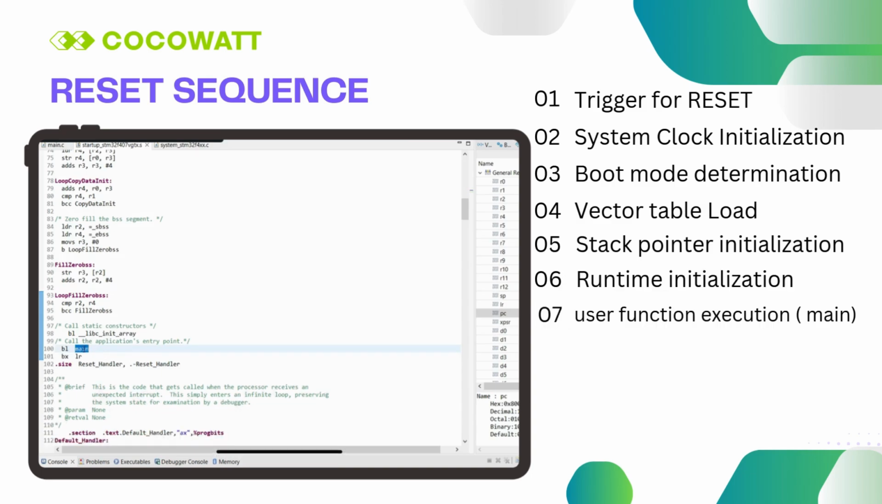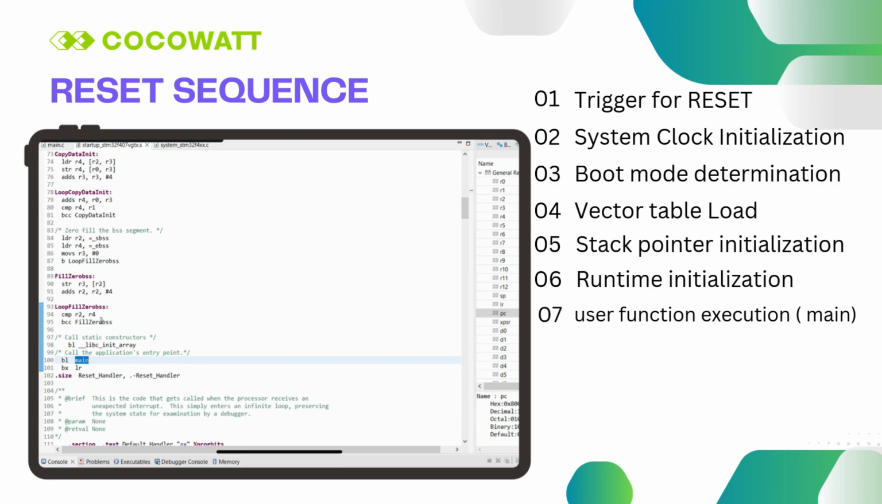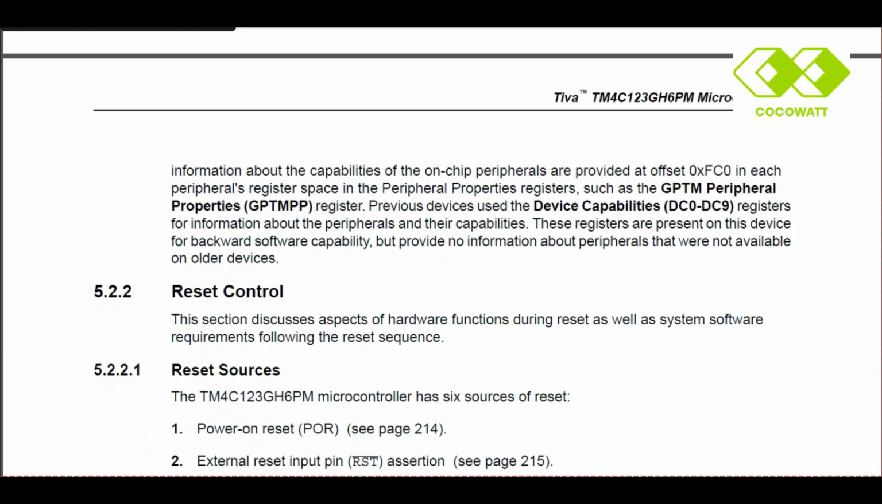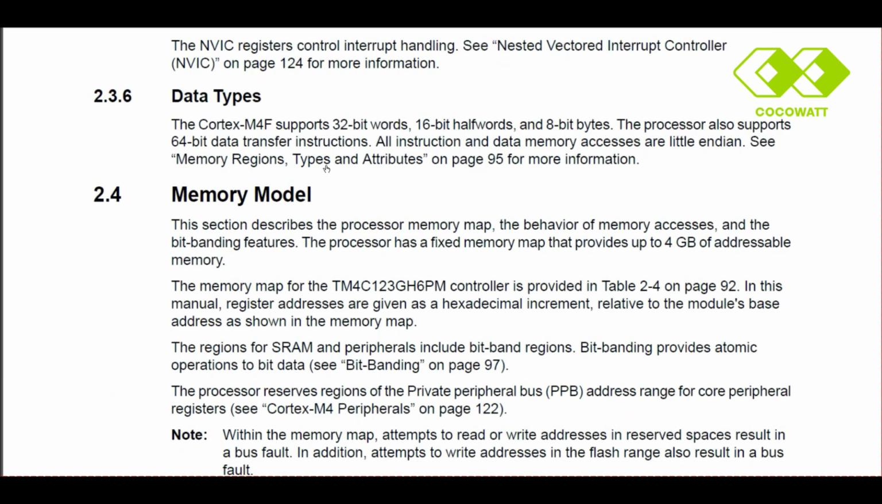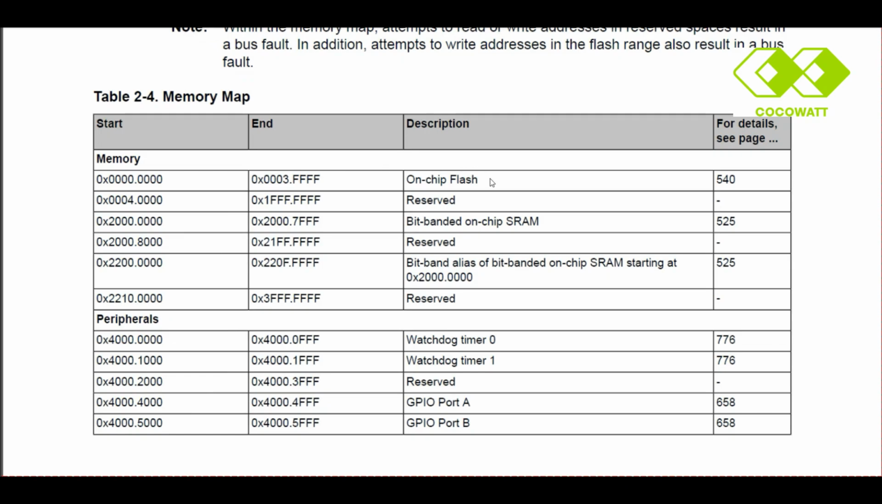Now execution comes in main function. User can write his own code. Now when it comes to Texas Tiva C series controllers, the sequence is exactly the same. The vendor specific difference will be only in the memory addresses and how the boot mode is designed. Here we can see flash memory starts at 0th address, so no memory aliasing technique is needed in this case. And also it has a ROM memory where TI specific bootloader is located.